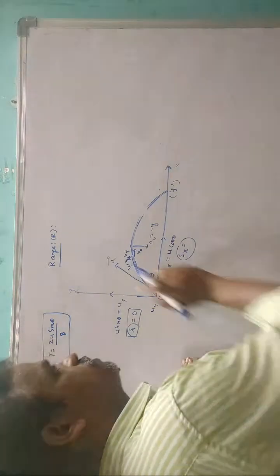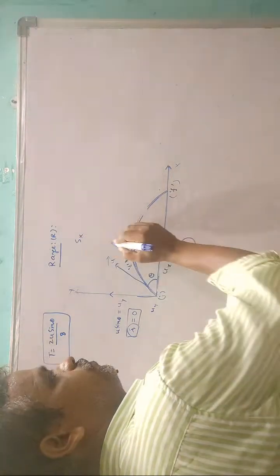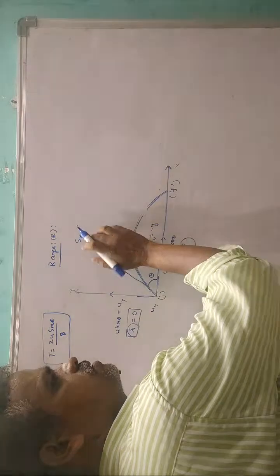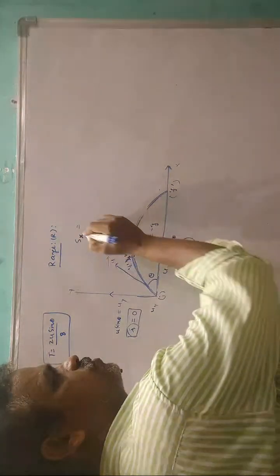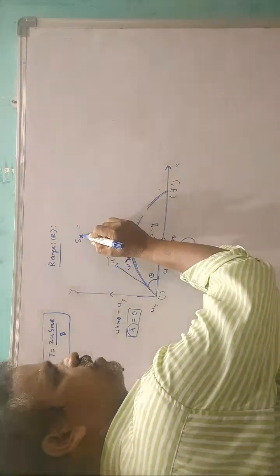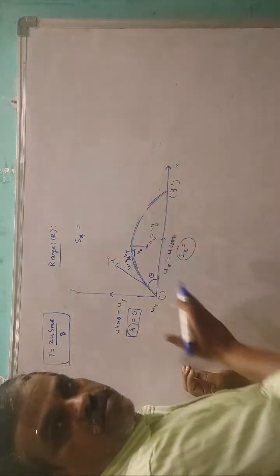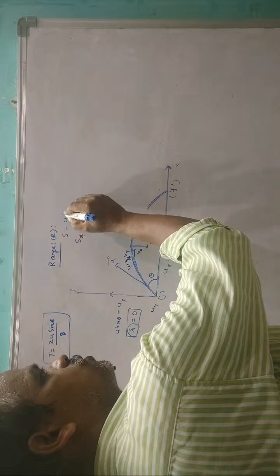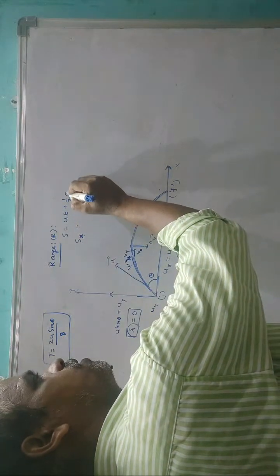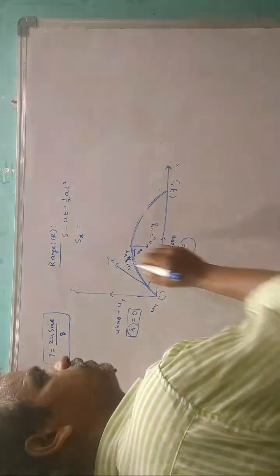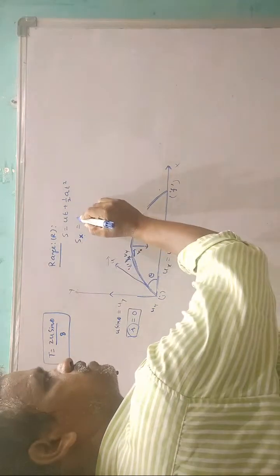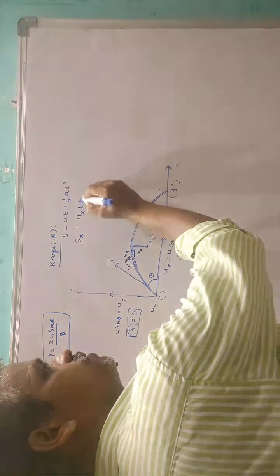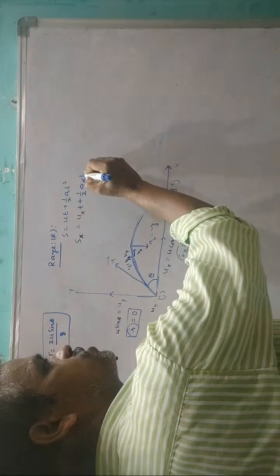So Sx, where the subscript x means the displacement covered by the body along the x-axis. We have the equation s equal to ut plus half at square. So the displacement along the x-axis is ux into t plus half ax into t square.